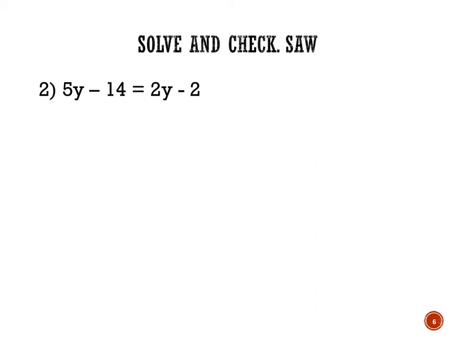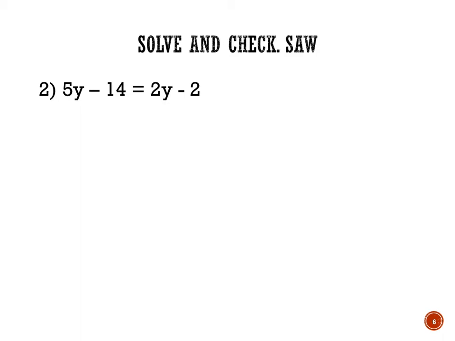Number 2, 5y minus 14 equals 2y minus 2. Looking back at my steps, do I need to distribute? No. Number 2, like terms. I have no like terms on either side of the equal sign that I need to combine. 3, collect variables to one side. Yes, I need to collect variables to one side.